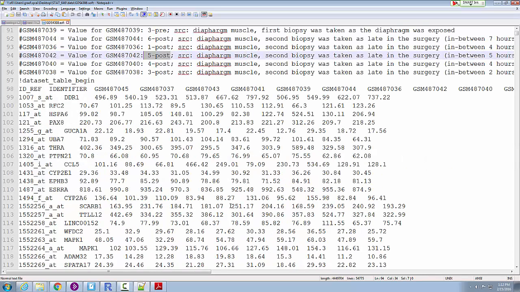So these numbers down here, let's look at the first gene. Line 99, probe set ID 1007 SAT. Looks like the HGNC code for that is DDR1. Based on the second column, I'm assuming that's what that is. We could look it up. And now I have these 10 numbers. Suppose we wanted to test, is this gene different comparing late in the surgery to early in the surgery?